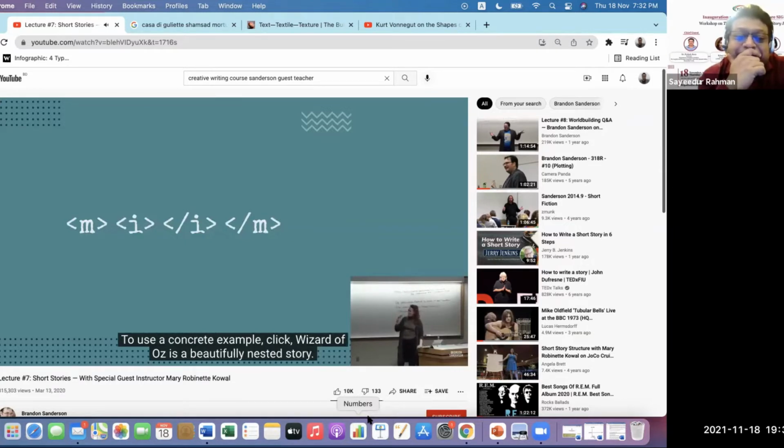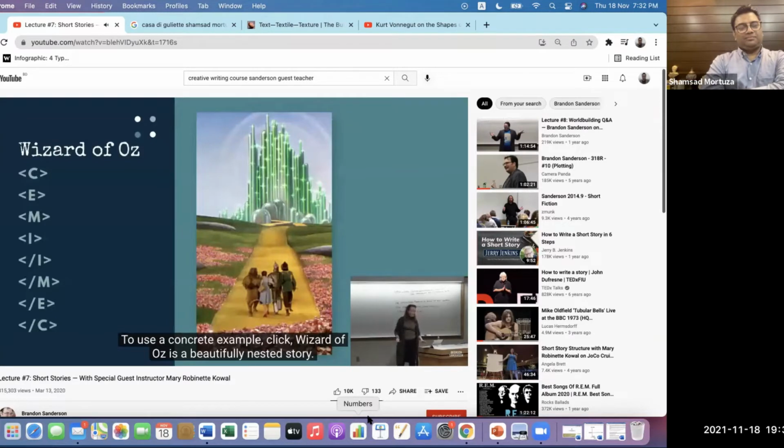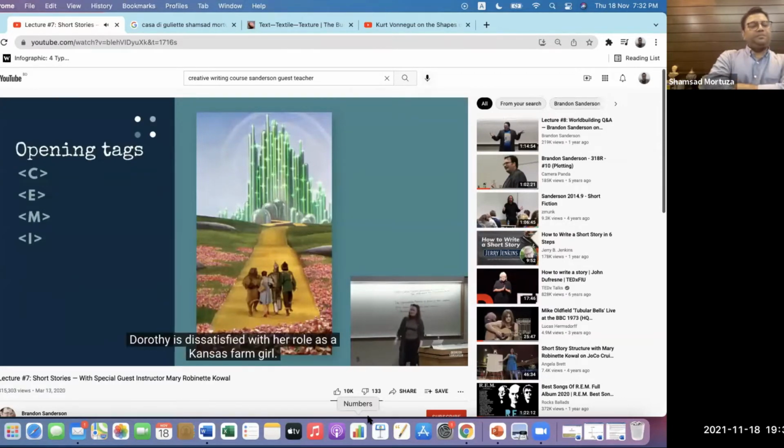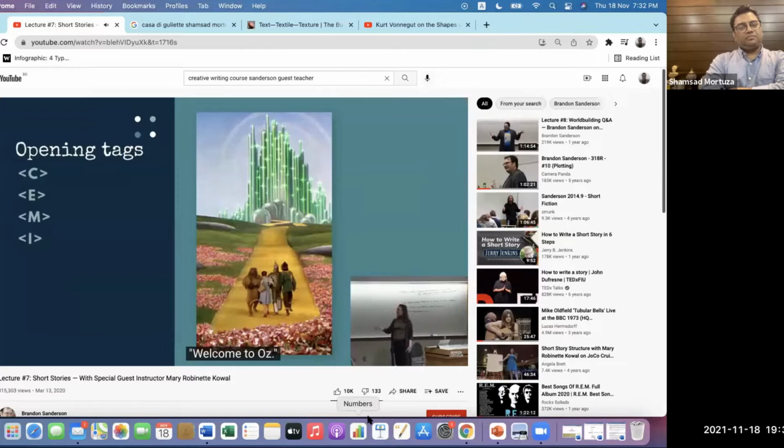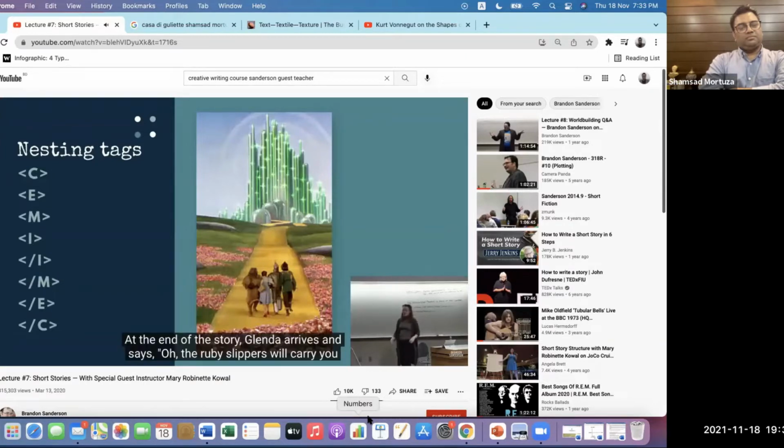So to use a concrete example, Wizard of Oz is a beautifully nested story. It begins as a character story. Dorothy is dissatisfied with her role as a Kansas farm girl. Then we open the event, tornado. Then we open the milieu, welcome to Oz. And then we open the inquiry: what do the ruby slippers do? At the end of the story, Glinda arrives and says, oh, the ruby slippers will carry you home. Which honestly, she could have said at the beginning and would have saved everybody a lot of time, but it does close the inquiry. Then we close the milieu by Dorothy leaving Oz, and then we close the event by arriving back in Kansas, where the status quo has been restored. And then Dorothy says, I didn't need to go looking any farther for adventure than my own backyard, closing character.